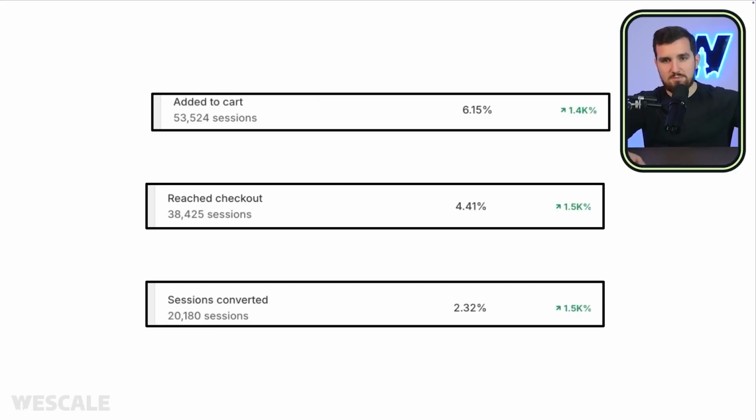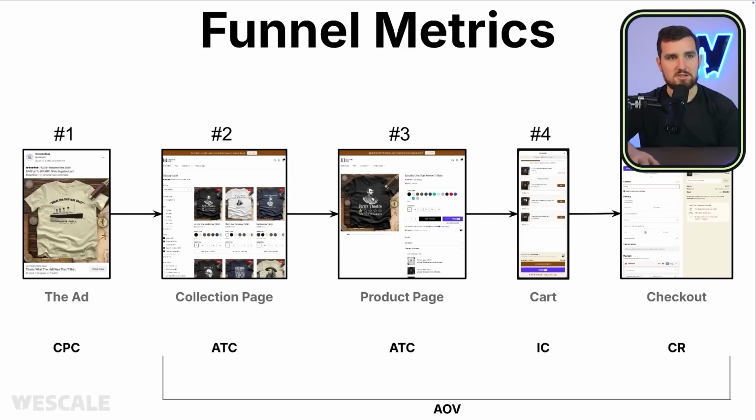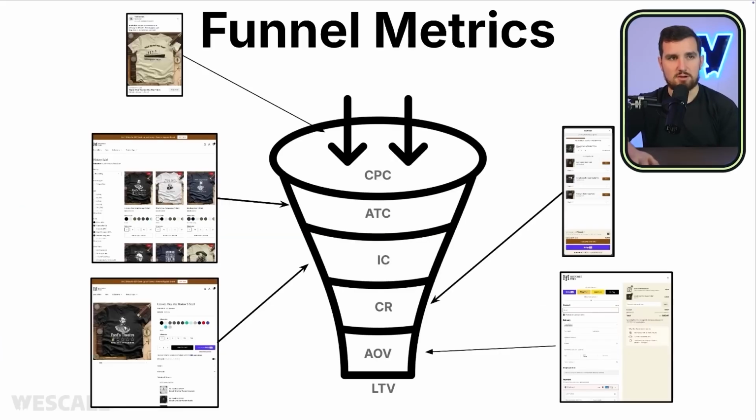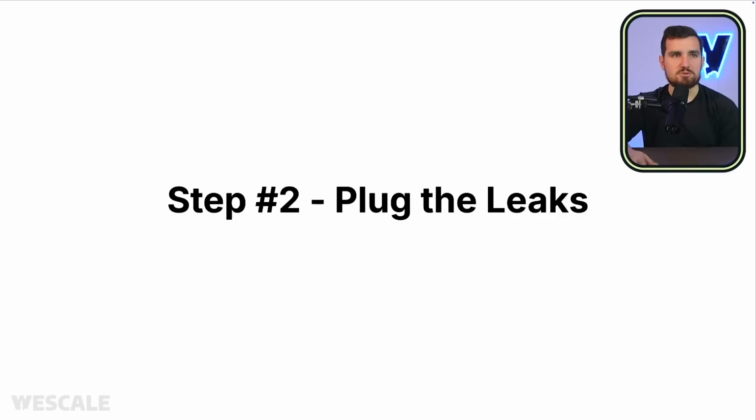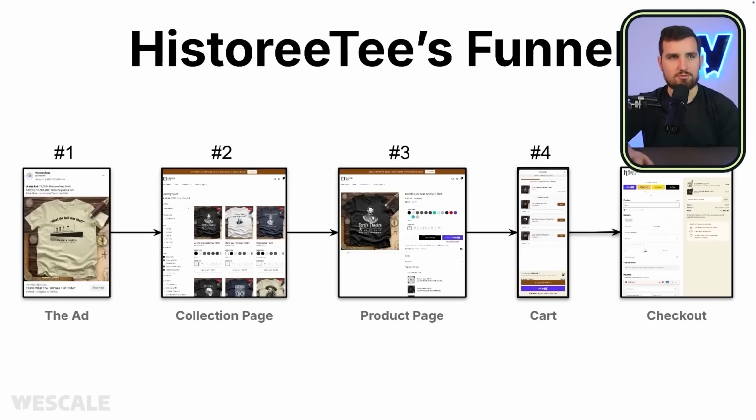Remember back to business foundations, we talked about the law of constraints. This is us applying it to your business. So we're evaluating what is the constraint in the business right now. Add to cart is the collection and product page. Then cart page is initiate checkout. And then the checkout page is the conversion rate. And then average order value is impacted by all of the pages. So step 2 is we plug the leaks, and we're going to go through this in more detail, like how we do that.